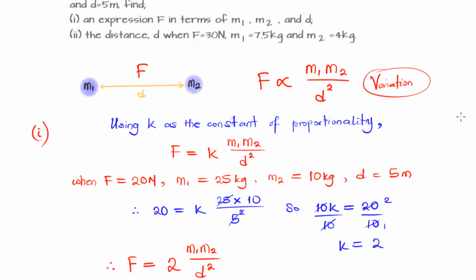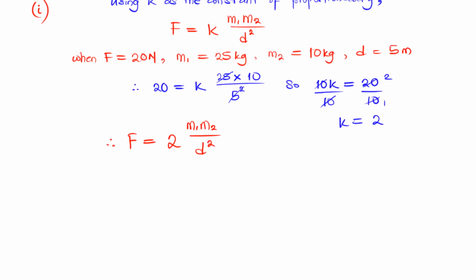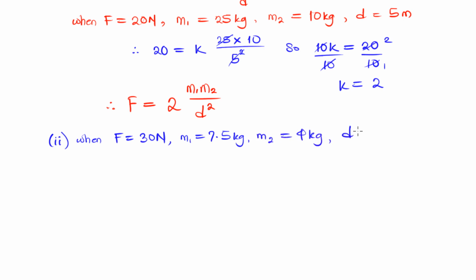Then, in the second case, we are asked to find the distance when the force is 30, M1 is 7.5, M2 is 4 kilograms. Okay, we can go ahead to put in those values now. In this particular case, we are told that the force is 30 newtons. The first mass is 7.5 kilogram. The second mass is 4 kilogram. We have to find the value of the distance between them using this formula.